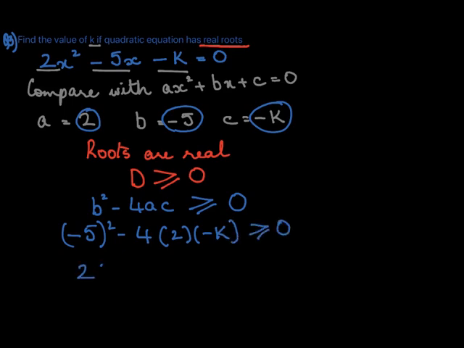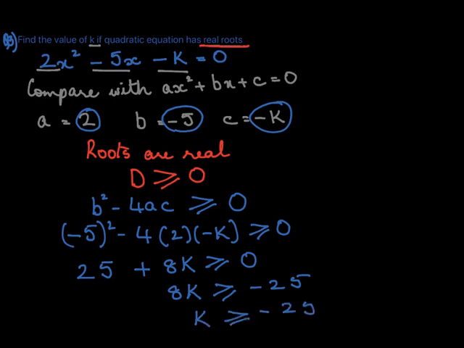So a and c greater than or equal to 0. Minus 5 into minus 5, 25. This works out to be plus 8k greater than or equal to 0. If we go ahead, 8k will be greater than or equal to minus 25, so k is greater than or equal to minus 25 over 8. So this is your answer.